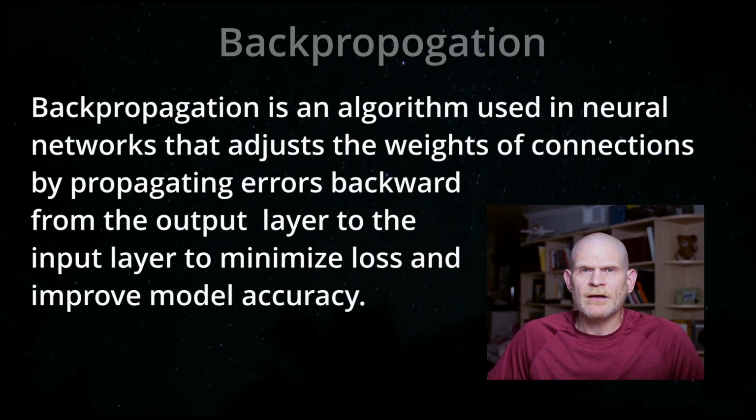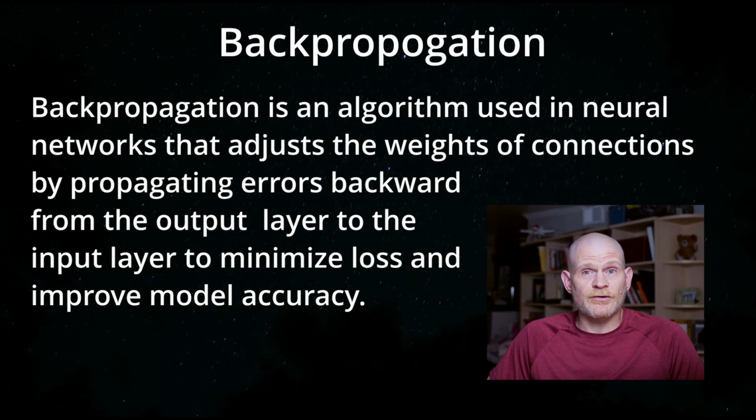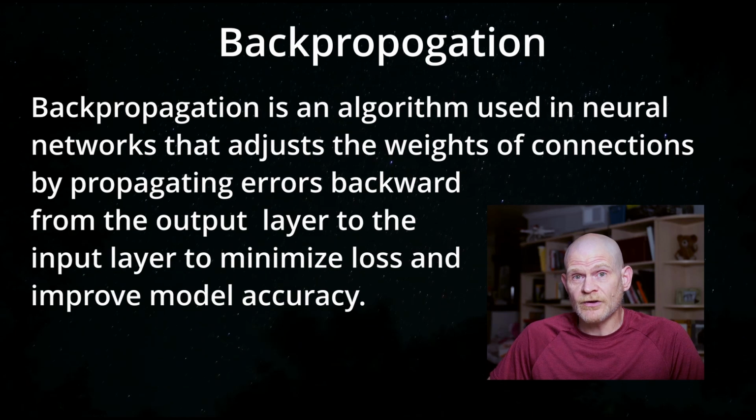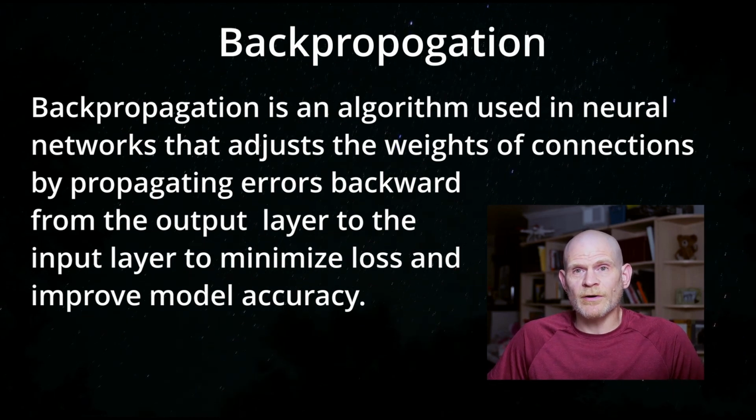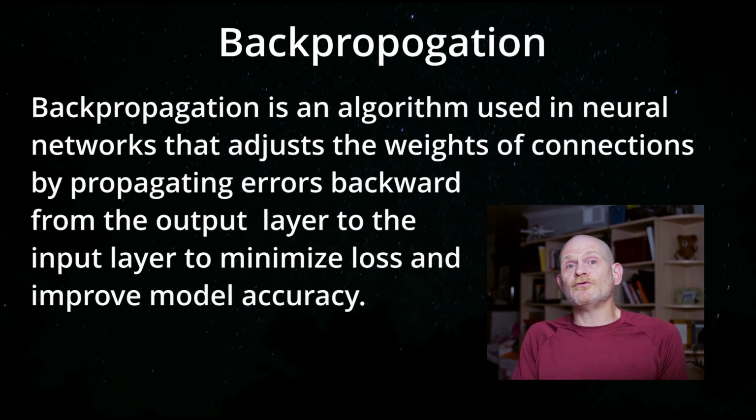Finally, the metaphor mentioned backpropagation, as the musicians' practice and refinement of their performance based on the conductor's feedback. Here's the definition, but keep in mind that this is basically the training. Backpropagation is an algorithm used in neural networks that adjusts the weights of connections by propagating errors backwards from the output layer to the input layer to minimize loss and improve model accuracy. The process is trying to get the parameter weights aligned so that inputs produce expected outputs for training data.